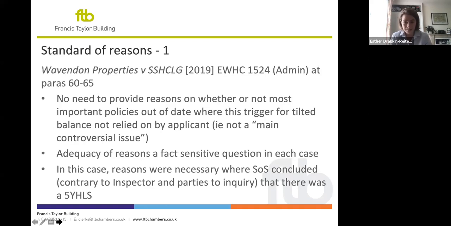But in this case, the particular situation where the Secretary of State differed from the parties and the inspector who heard the inquiry on whether there was a 5-year housing land supply, that is the kind of situation in which reasons will need to be given.